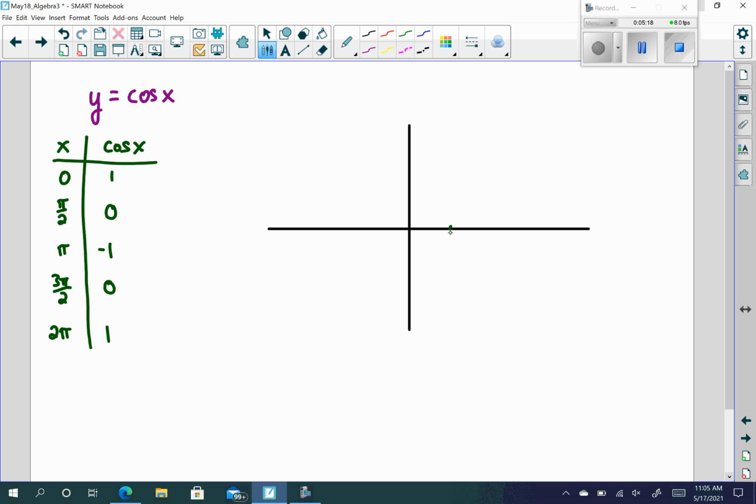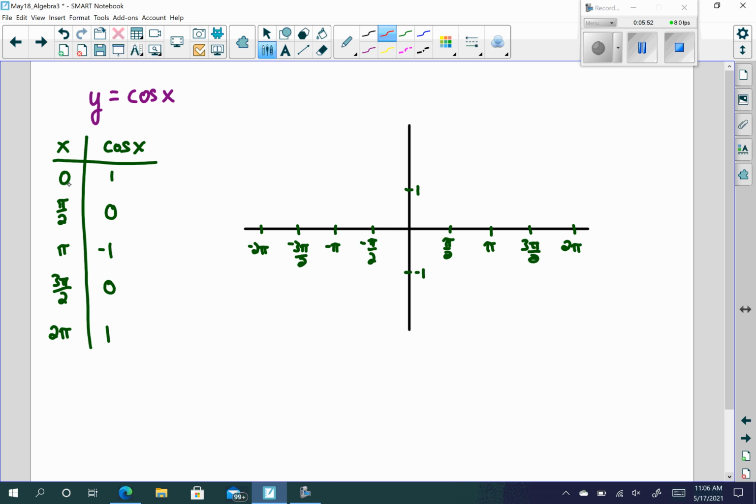So I'm still going to make pi over 2, pi, 3 pi over 2, and 2 pi. And then just on the opposite side, we'll go negative pi over 2, negative pi, negative 3 pi over 2, and negative 2 pi. Again, we're going to go up to positive 1 and down to negative 1.